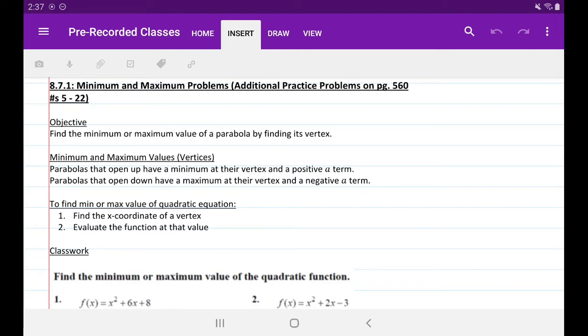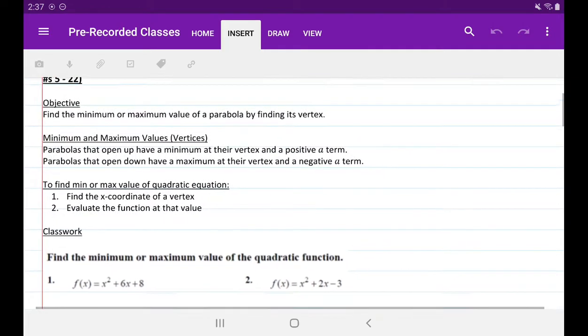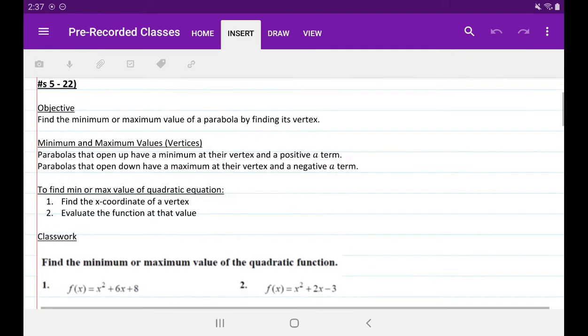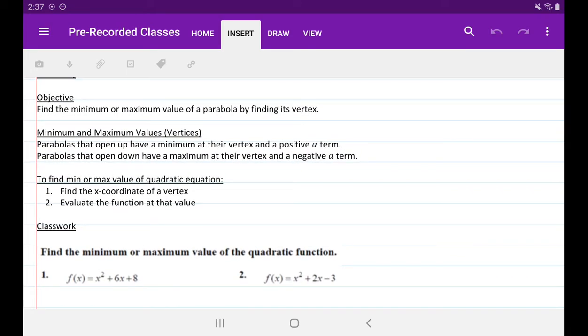By the end of this, you should be able to find the max or min value of a parabola. And the max or min value is the exact same thing as the y-coordinate of its vertex. So all we're doing is finding the y-coordinate of the vertex of a parabola. The key here is to know whether you're finding your min value or your max value, and how you label these things, and also to refer to it with different terminology.